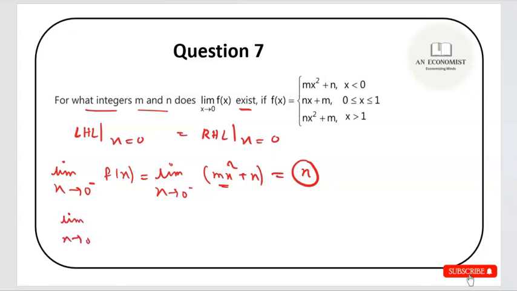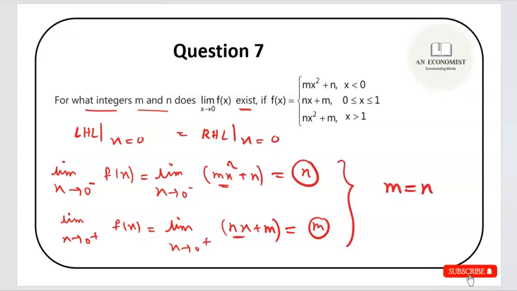And limit x tends to 0 plus f of x. This will be limit x tends to 0 plus, what will be the value? n x plus m. This part will be 0, so this will be m. Now since they are equal, what we can conclude is that for all the values where m equals to n, the limit of this function exists, right? So since we are equating the left hand limit and the right hand limit, we get m is equal to n, and this will be your answer.